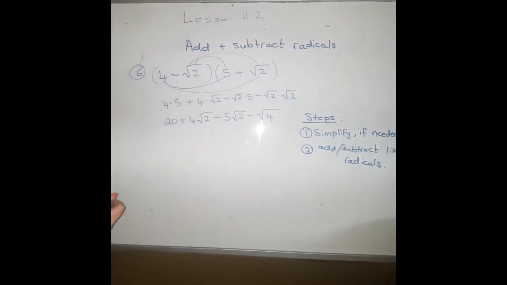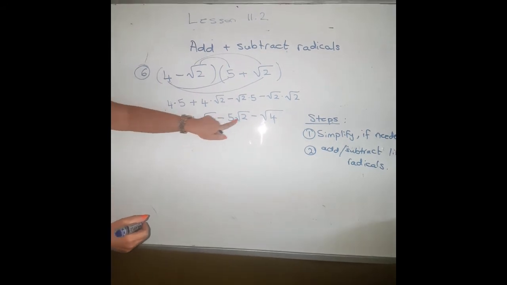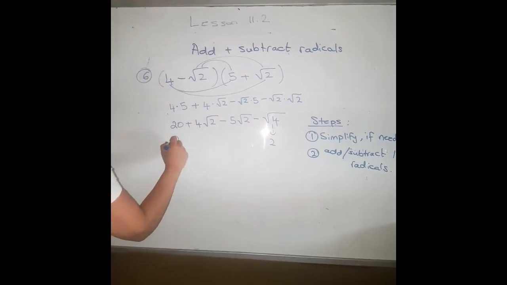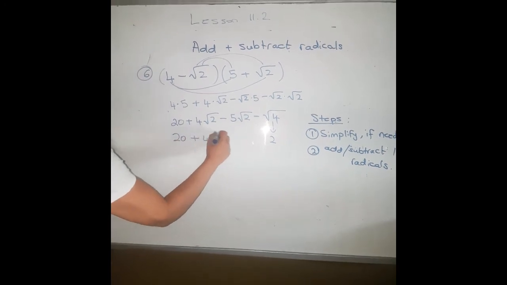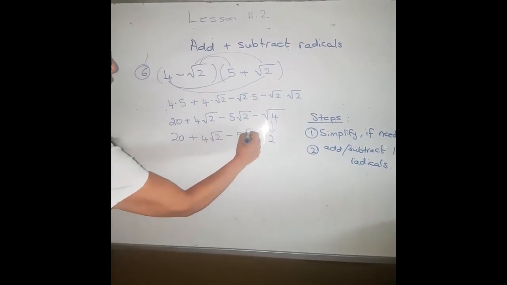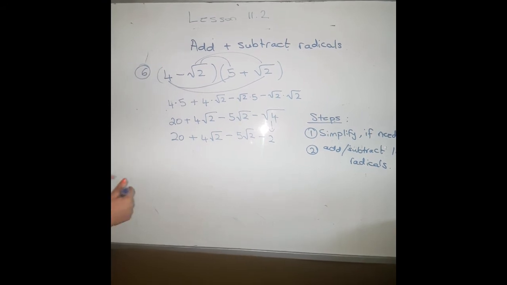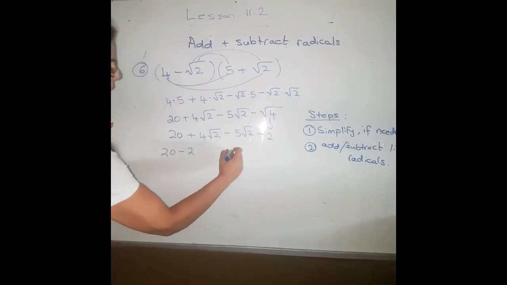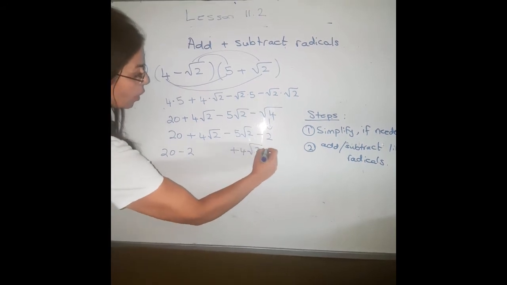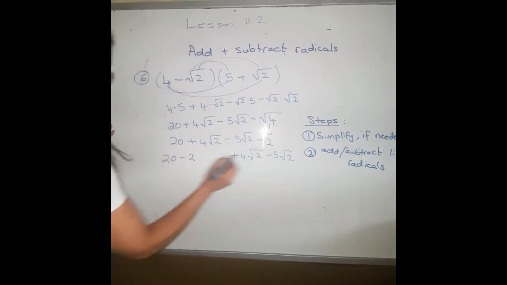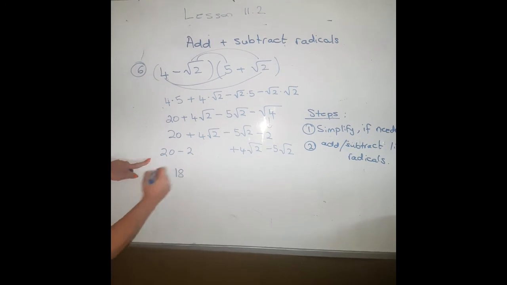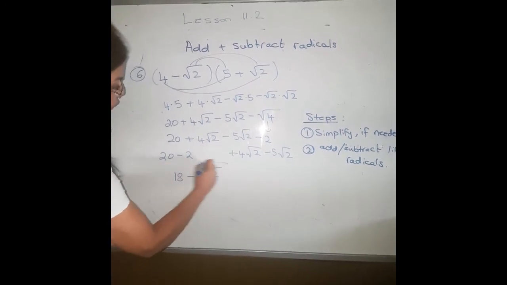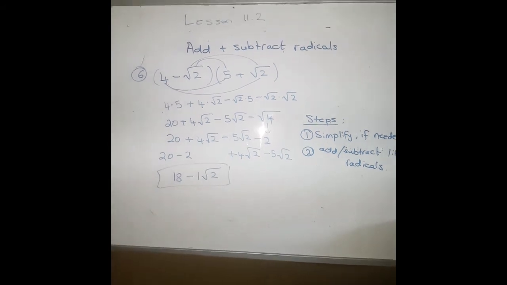Let's simplify. Can I simplify radical 2? I can't. Radical 4 is a 2. So I rewrite 20 plus 4 radical 2 minus 5 radical 2 minus 2. And I group my like terms. 20 and minus 2 are similar. And I have plus 4 radical 2 minus 5 radical 2. 20 minus 2 is 18. Plus 4 minus 5 is negative 1 radical 2. This is my answer.